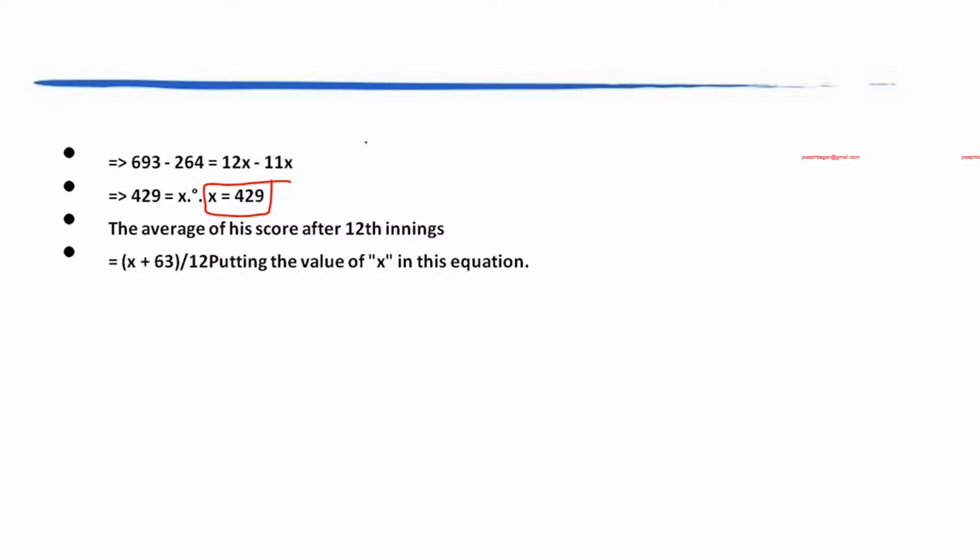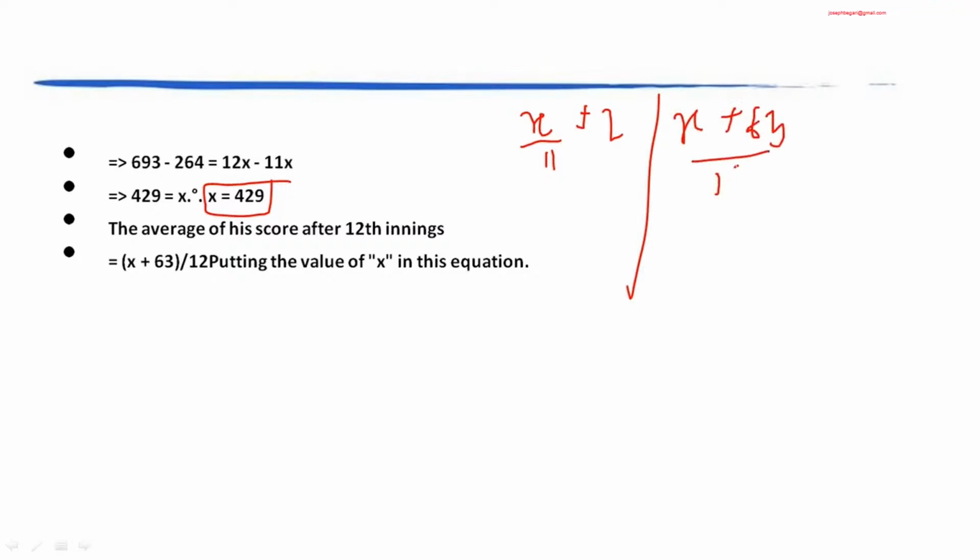Okay, so what you can basically do is there are two methods to solve this. After 12 innings, x by 11 plus 2 will be the answer, or the answer would be x plus 63 by 12. Why these two different values? These two values are the same.